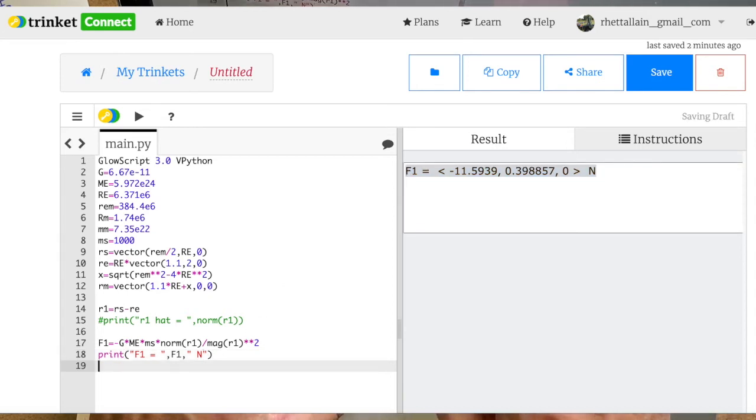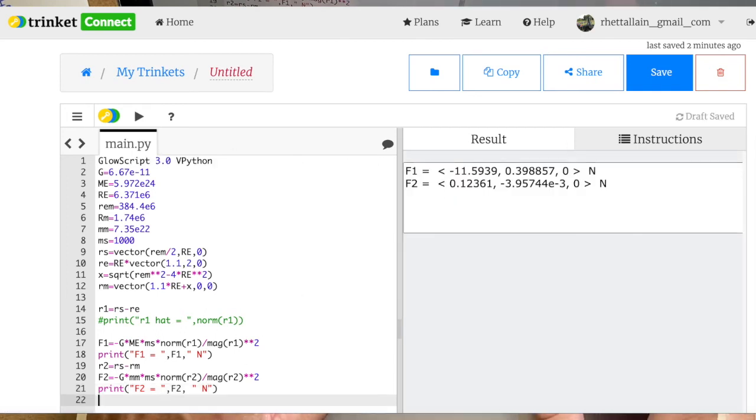Okay, now let's do R2. R2 is going to be equal to RS minus RM. And now I can just go ahead and calculate F2 equals negative g times the mass of the moon, which I'm calling, what do I call it? MM, times ms times norm r2 divided by mag r2 squared. And now we could print that one. F2 equals, in this case, if you're doing it by hand, you can kind of check your numbers here.